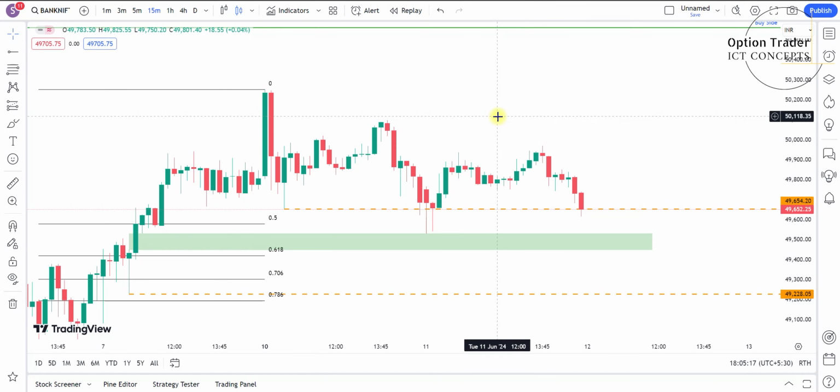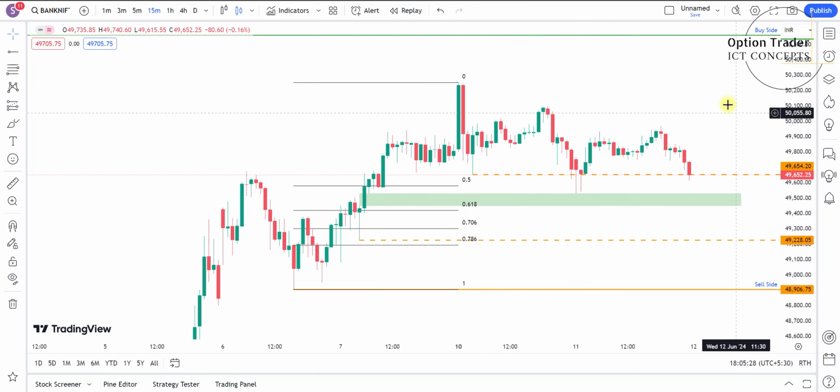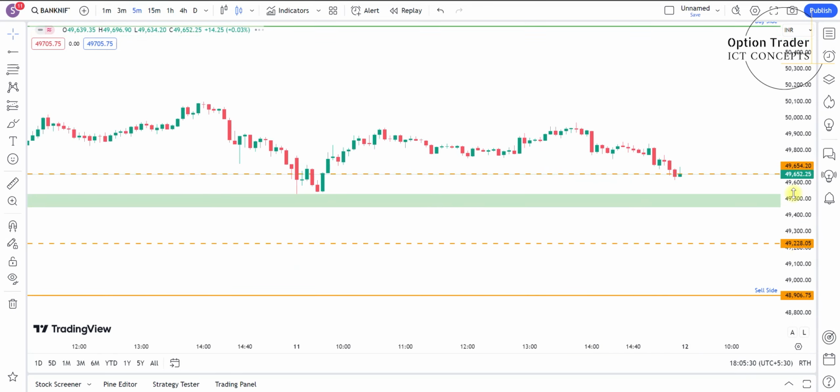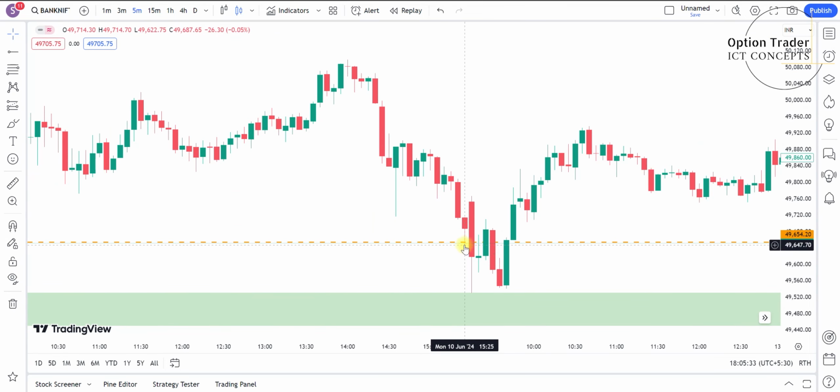Hi everyone, welcome back. So today's market is over and we are going to analyze how we got our call setup trade in this sideways range.